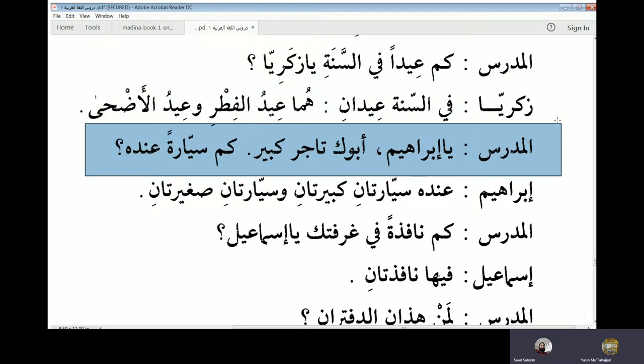Ya Ibrahim, abuka tajirun kabirun, kam sayaratan indahu? Indahu means he has. So it says, Oh Ibrahim, your father, the big merchant, how many cars does he have?